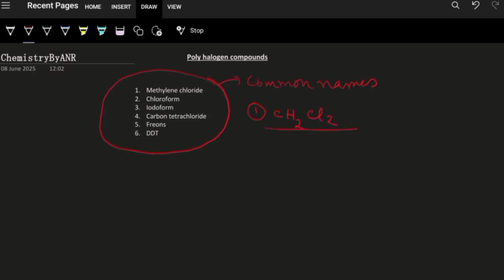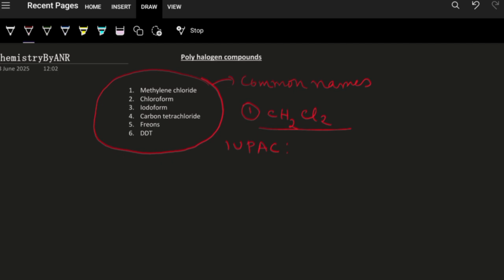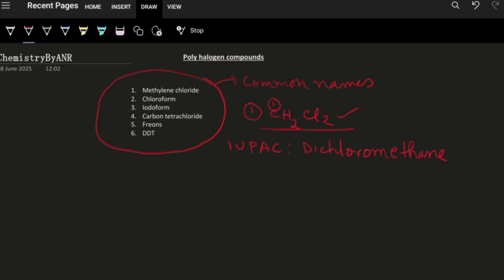And what will be its IUPAC name then? As per IUPAC, methylene chloride has only 1 carbon atom. So we will say dichloromethane. Dichloromethane. This is the IUPAC name, and this is your structure.